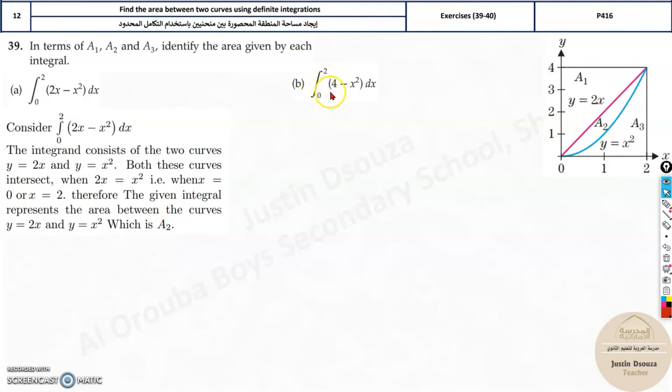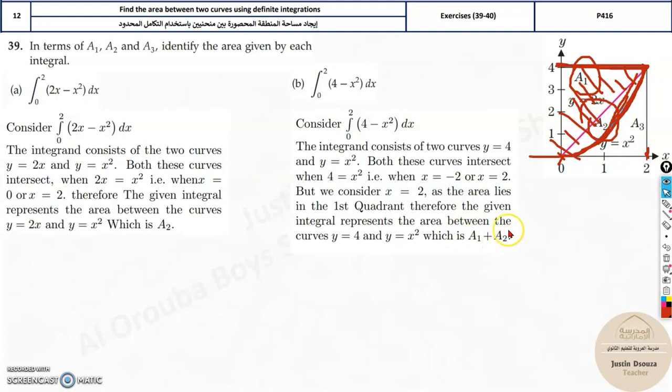Now let's see the next one. What about 4 minus x squared? Where is 4? We know x squared is over here. Okay, that is fine. Then where is 4? This is the thing. Again, from 0 to 2 on the x-axis, it's the upper function minus the lower function. The upper function is 4, minus the lower function. So which are the regions in between? All the regions in between this. You can see that is A1 and A2. So the sum of them, A1 plus A2, would be the answer. That's how we do it.